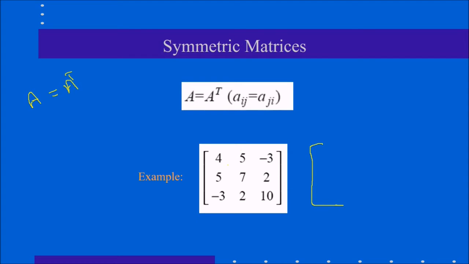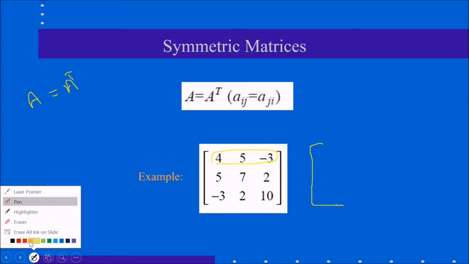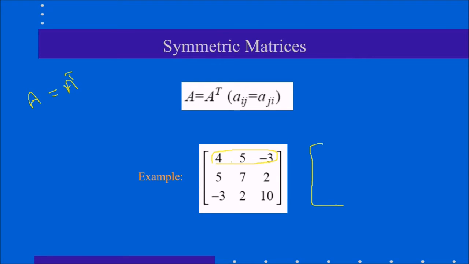I am trying to transpose. So I'll make this row as the column. I'll make this row as the column. Let me take some other color so that I can show you properly. So this is 4, 5, minus 3. This is a row. I'm placing 4 here, 5 here, and minus 3 here. In this similar fashion, 5, 7, 2, and minus 3, 2, and 10.